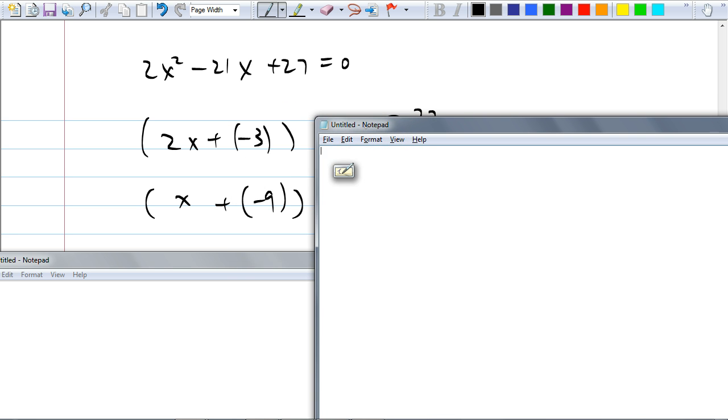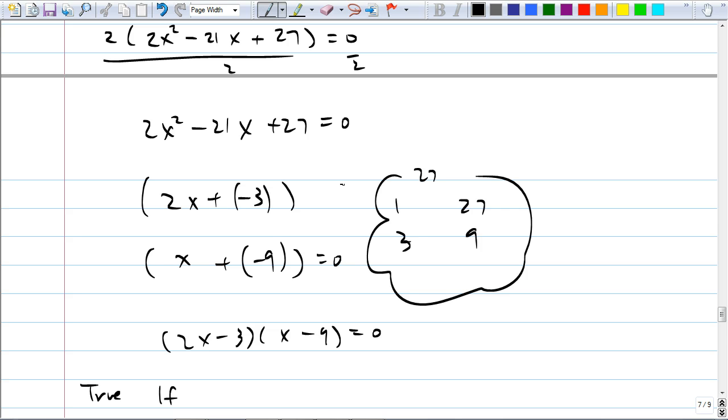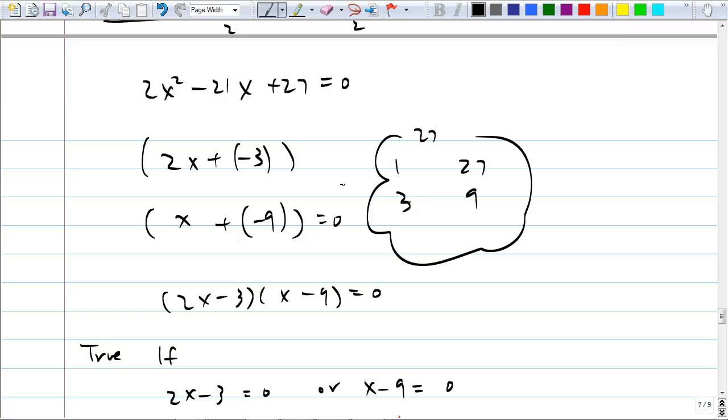Doesn't this work? What is 2x times negative 9, class? Negative 18x. What about x times negative 3? Negative 3x. Doesn't that give you negative 21x? All right. So this is true if each one of these is 0. So what are your solutions? You have 2 of them. Jason? x equals 3 over 2 or x equals 9. Good, because 2x minus 3 equals 0 or x minus 9 equals 0.